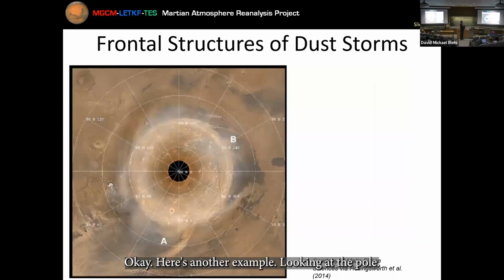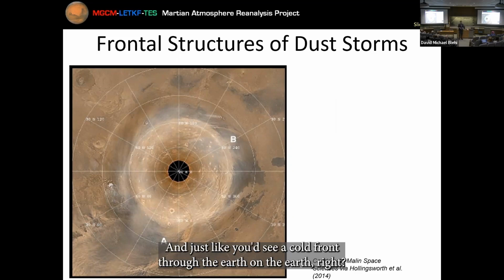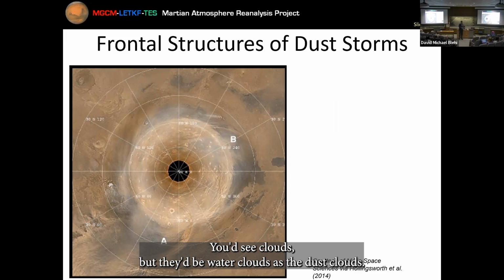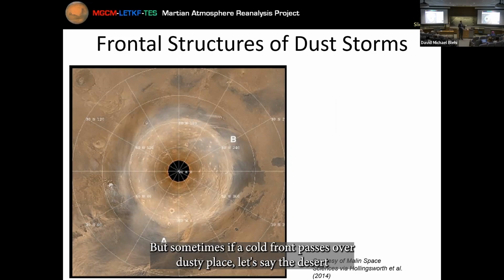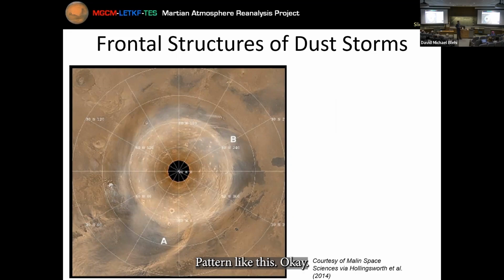Okay? Here's another example looking at the pole. Okay? This is the North Pole. Right here at point A, you can see this linear feature. This is a frontal dust storm. And just like you'd see a cold front for the Earth. On the Earth, right, you'd see clouds, but they'd be water clouds instead of dust clouds, right? But sometimes if a cold front passes over a dusty place, let's say the desert Southwest or portions of Africa, the Middle East, you would see a pattern like this.